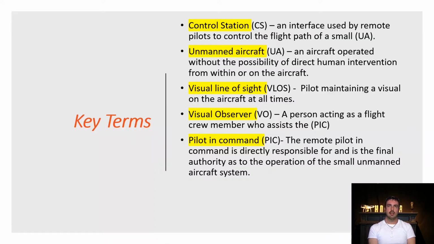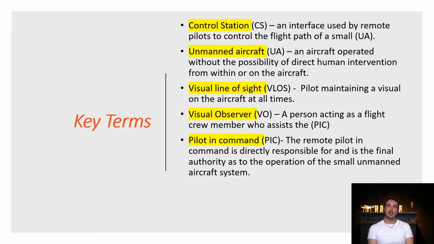Some key terms that you need to know just to help make things a little bit easier and understand some of the terminology. Control station, which is CS. It's an interface used by remote pilots to control the flight path of a UAS. It's a remote, for the simple term. So an unmanned aircraft is a UA, UAS, UAV. You'll see those terms a lot.